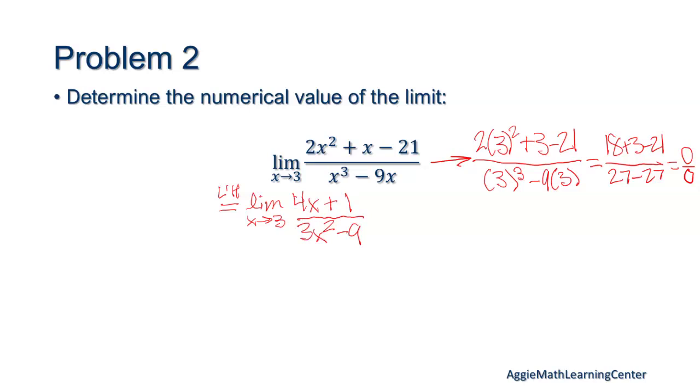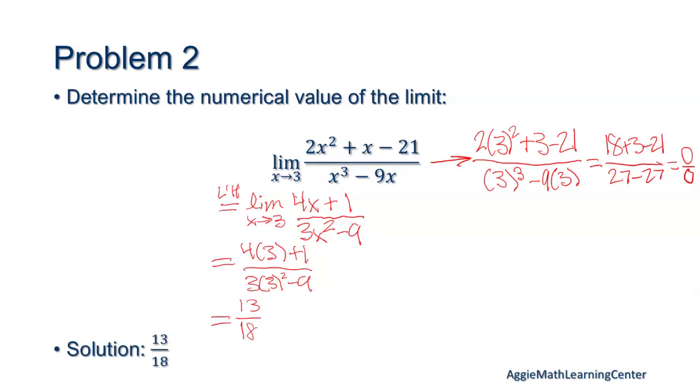Then we can now plug in our limit as x goes towards 3. And this gives us 4 times 3 plus 1 all over 3 times 3 squared minus 9. And you'll note that this is equal to 4 times 3 is 12 plus 1 is 13 over 3 squared is 9 times 3 is 27 minus 9, which is 18. And we'll find that our solution is 13 over 18.